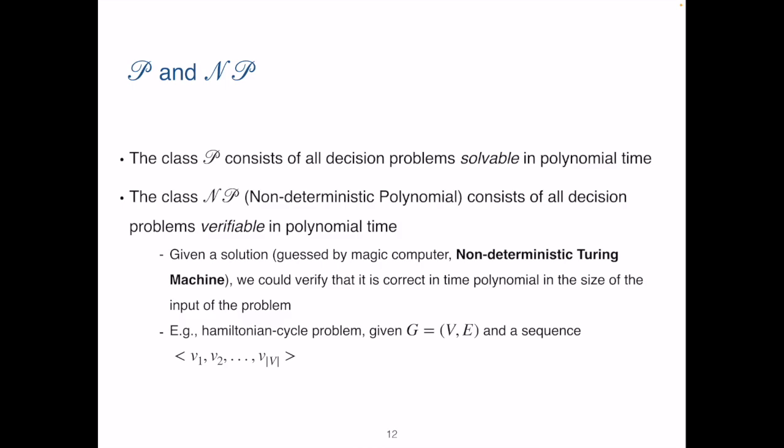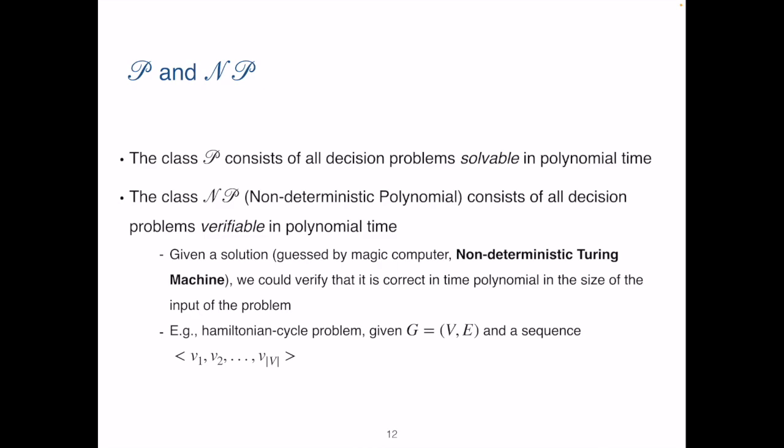The class NP has a bit more complex definition. First, we distinguish between solving a problem, that is, actually finding the answer, and verifying a solution, that is, checking the details to make sure they are correct. The class NP is the set of all decision problems that can be verified in polynomial time. Let's not be concerned about how a solution is found and imagine it is guessed by a magic computer, a non-deterministic Turing machine. All we need to do is to verify if a guessed solution is correct in polynomial time.